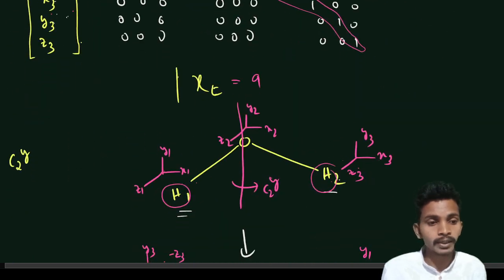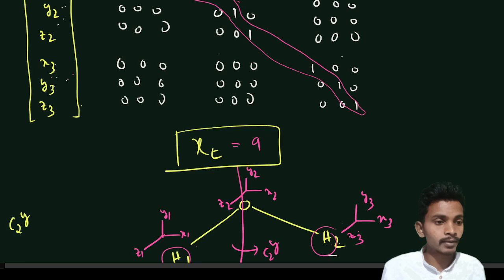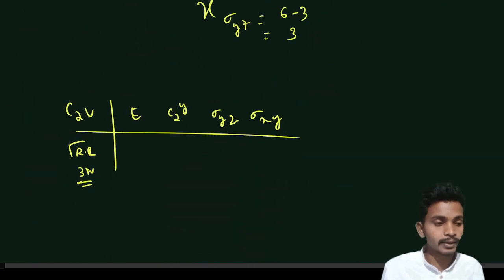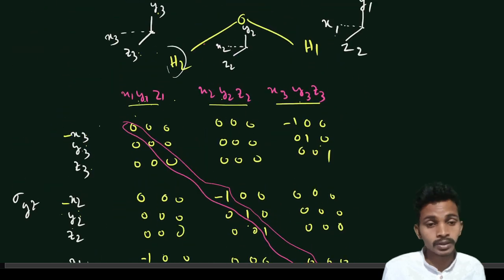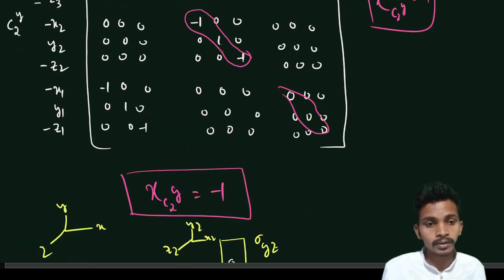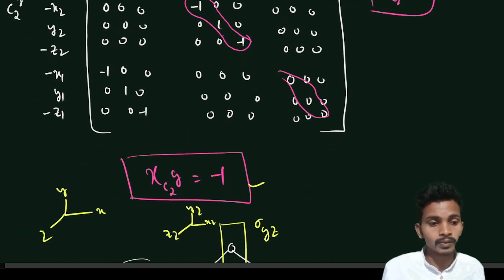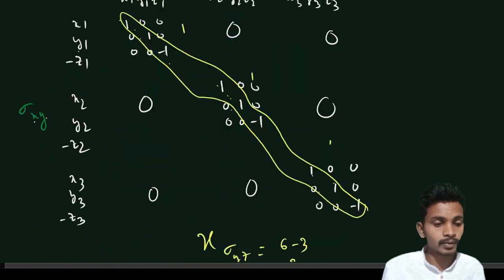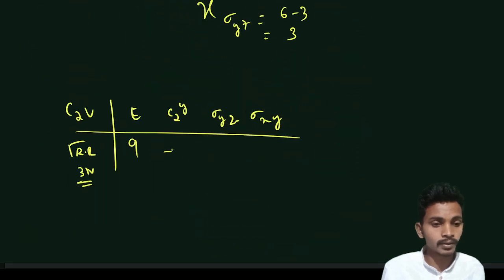For E we get 9. And for C2Y, how much do we get? For C2Y you get minus 1. I will write minus 1.